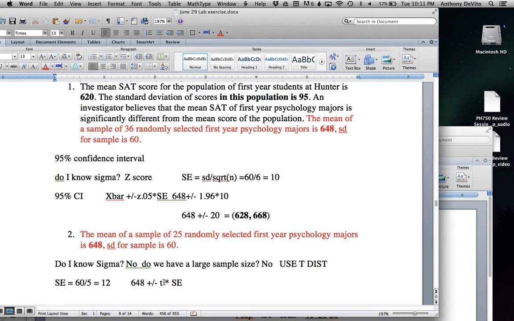Okay, so what's that going to be equal to? It's going to be equal to 648 plus or minus the t-score times the standard error. Where am I going to get the t-score from? Anybody want to hazard a guess where I'm going to get this t-score that I need?